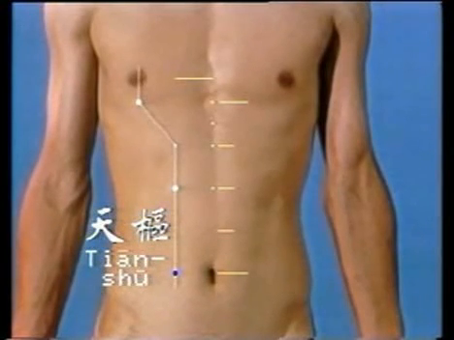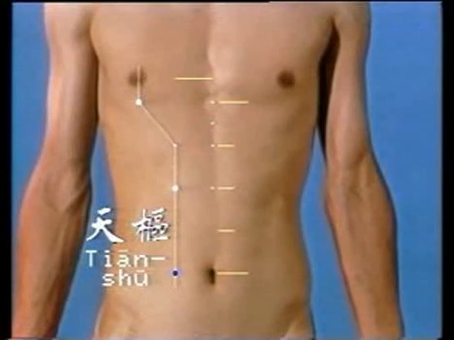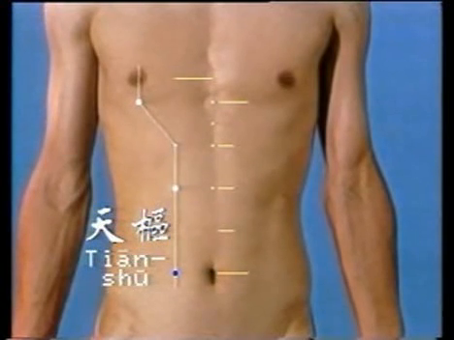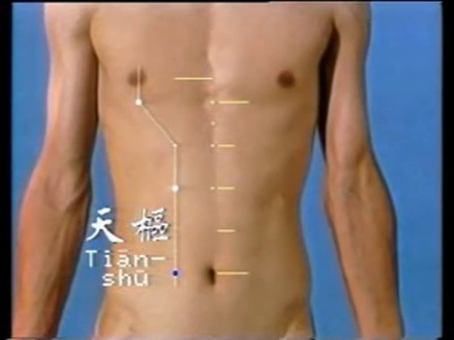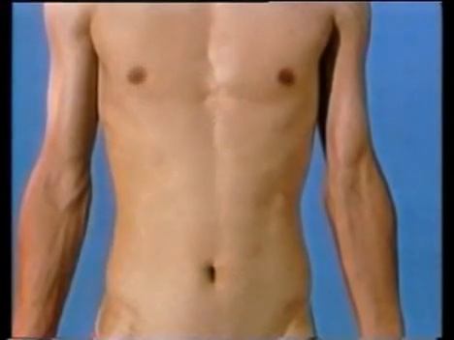Tianshu, stomach 25. On the middle abdomen, 2 cun lateral to the center of the umbilicus. It's the front mu point of the large intestine. Indications: abdominal pain and distension, constipation, diarrhea, irregular menstruation, edema, and appendicitis. Puncture 0.5 to 1 cun and apply 5 to 10 moxicones, or 10 to 30 minutes moxibustion.